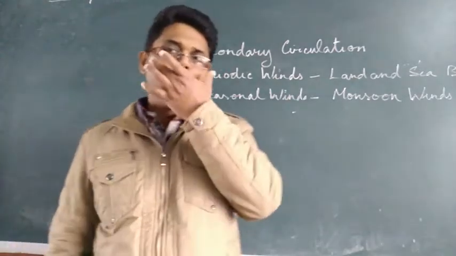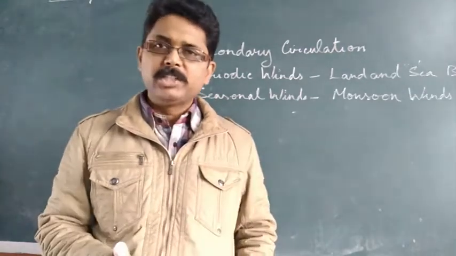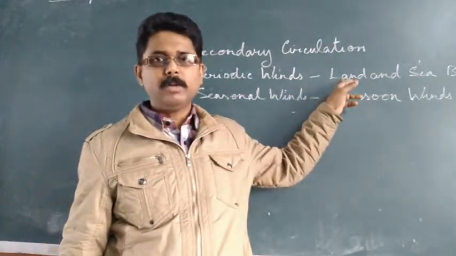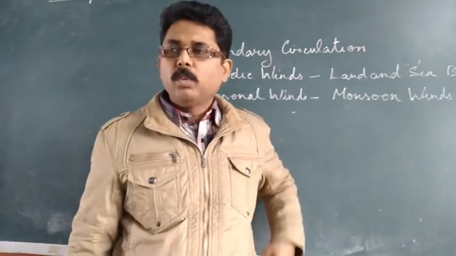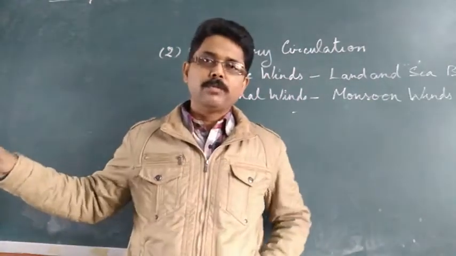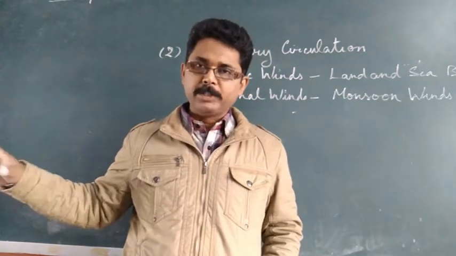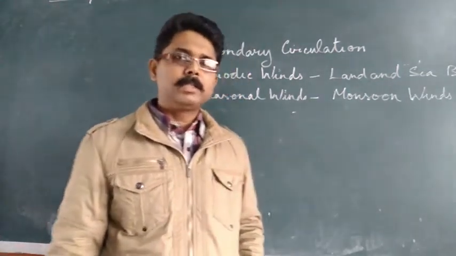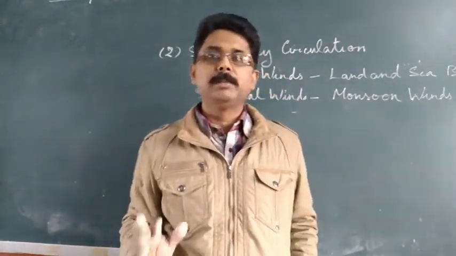Now what happens here? During the day the wind blows from the sea to land, while during the night the wind blows from land to sea. Now why do these winds blow? These winds blow because of the differential heating of the land and water. What happens during the day? The land becomes hot while the water is still cold because of the differential heating. This I explained to you in the previous classes. So the wind starts blowing from sea to land. That's why during the day you will find the wind blowing from the sea. We call it sea breeze.